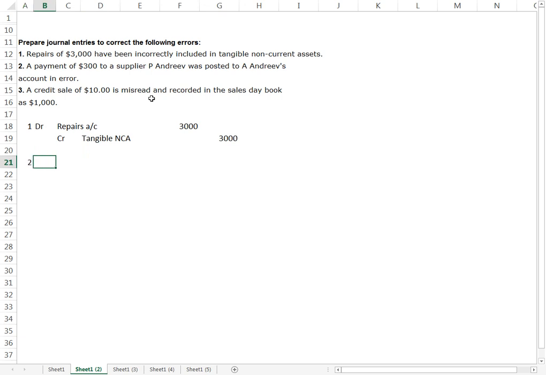Now for error 2, the payment of 300 to supplier P. Andreev was posted to A. Andreev's account in error. Alright, now both P. Andreev and A. Andreev are suppliers, so both of their accounts are in the payables ledger. So they are both payables accounts, which makes them credits. Now, if you pay a supplier, you obviously have to remove the amount from the supplier's account, and to remove an amount from a credit account, you debit the account.